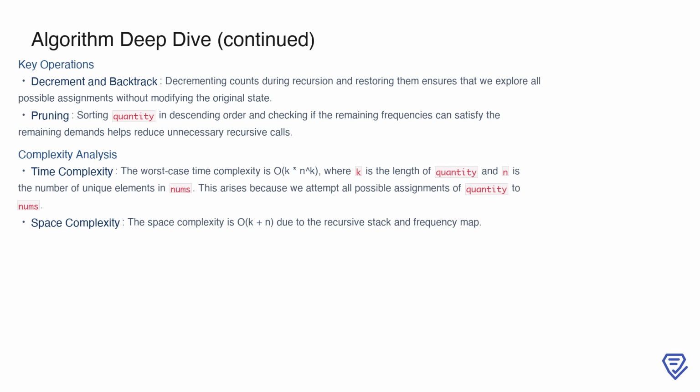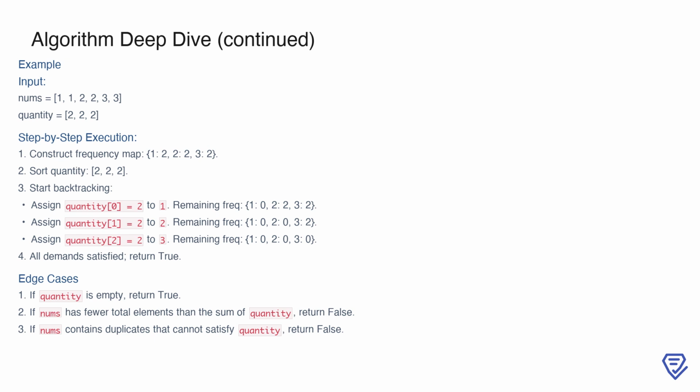In terms of complexity, the worst-case time complexity is O(k * n^k), where k is the length of quantity and n is the number of unique numbers in nums. This arises because we explore all possible assignments of demands to available numbers. The space complexity is O(k + n), which accounts for the recursive call stack and the storage of the frequency map. Let's walk through an example to see how the algorithm works in practice.